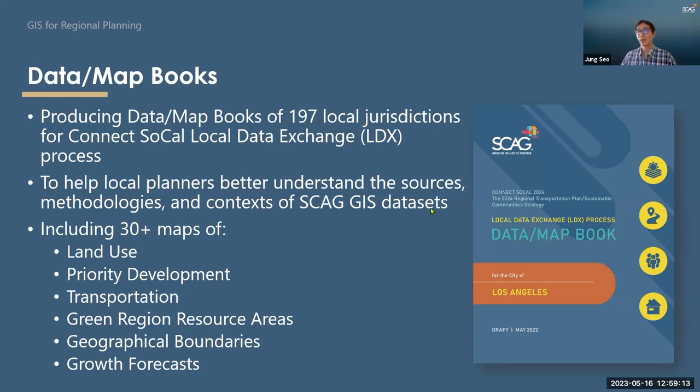But for this 2024 Connect SoCal LDX process, there are about 30 maps created for individual jurisdictions, which means SCAG needed to create approximately 6,000 maps for the entire set of data map books. So imagine we are creating those 6,000 maps manually. And it is not just a one-time production. We usually create three versions: the preliminary data map book, the draft data map book, and the final data map book. So you can do the math, 6,000 maps times three, which requires a lot of time and labor.